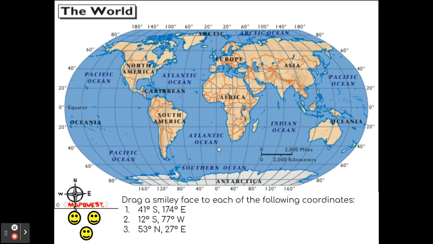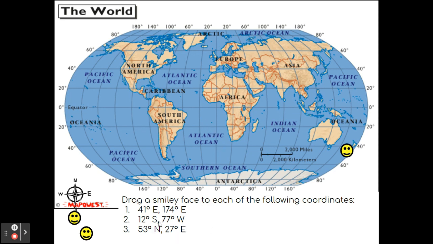So then I'm going to come over here at 41 degrees south on the prime meridian, and then I'm going to go 174 degrees east. That's 20 degrees, 40, 60, 80, 100, 120, 140, 160, and that's 180. So it's got to be in between the two right there. So I know it's going to be right there. That's where my first one's going to be.